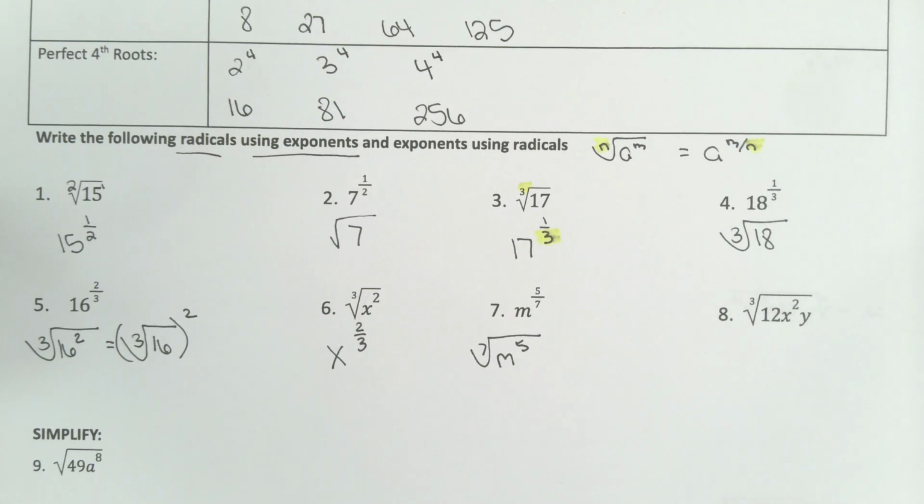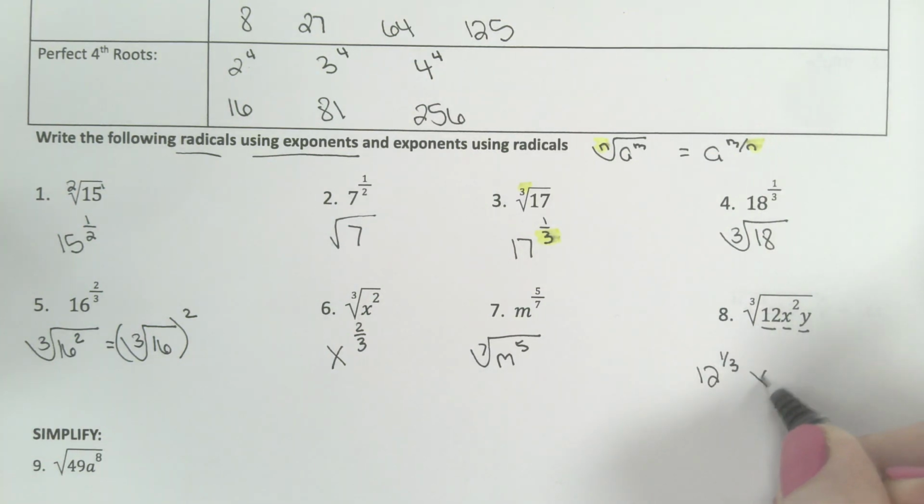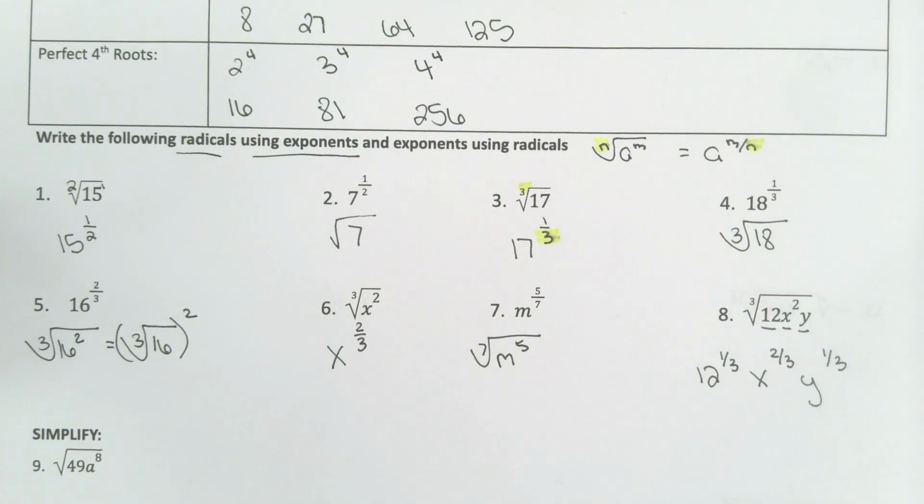All right, so we have this one. We have a 12, we have an x, and we have a y. So each of these needs its own individual exponent. So this would be the same thing as 12 to the 1/3, x to the 2/3, y to the 1/3. You need to do it like this because we might need to break them up each individually.